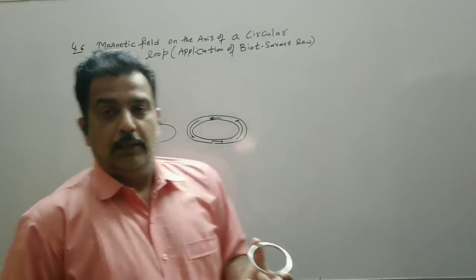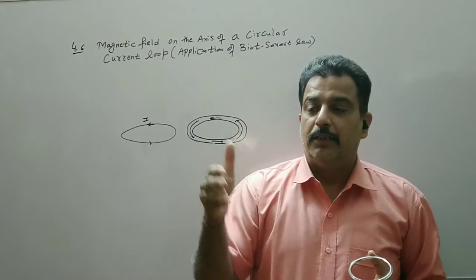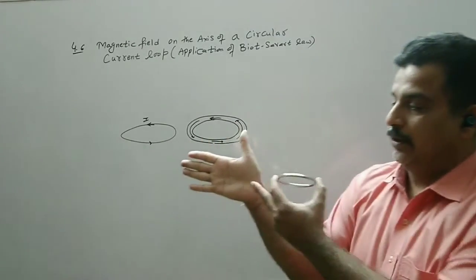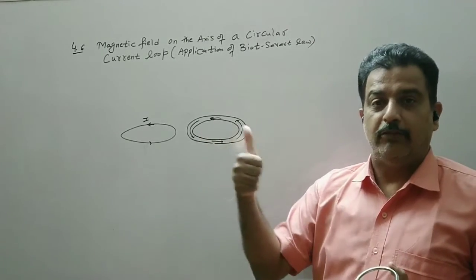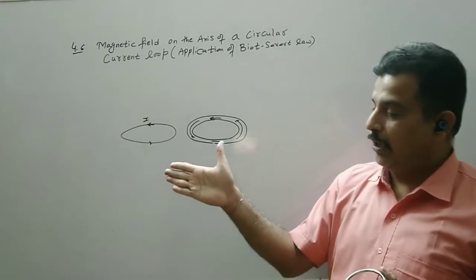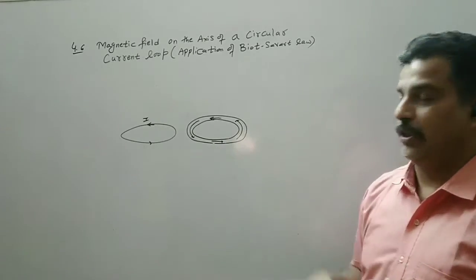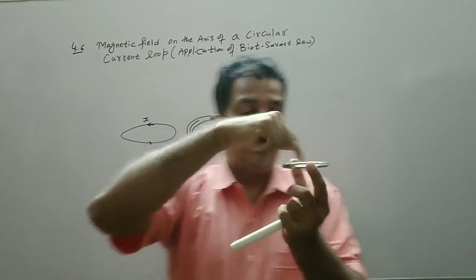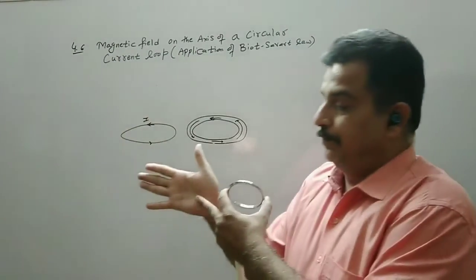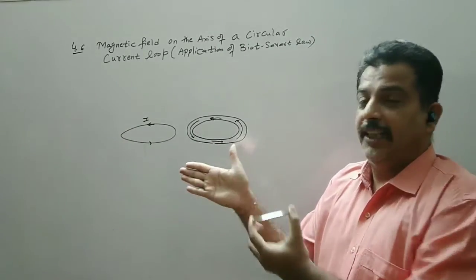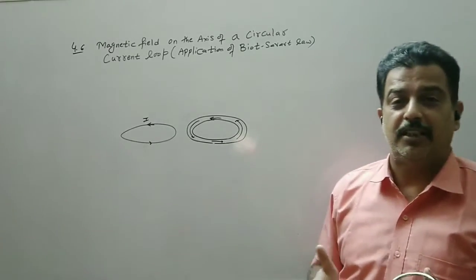Now, when the wire was a straight wire, we applied the right hand thumb rule, and the direction in which our palm curls will give you the direction of the magnetic field. Now in this situation, if the current is in the ring, again we will rotate this palm in the direction of the current, and the thumb will give you the direction of the magnetic field. So we reverse the situation.